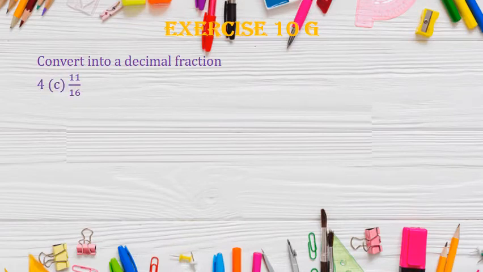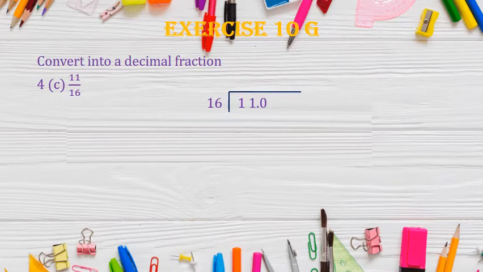Let's do the C part of question number 4. The question number 4 is convert into a decimal fraction. Again, we have to change the fraction into decimal fraction in this question also. So the C part of question number 4 is 11 by 16. So 11 by 16 means 11 divided by 16. So now let's divide 11 by 16.